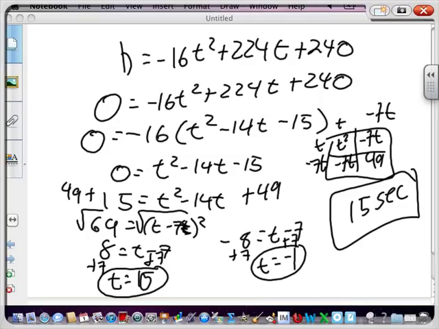It takes 15 seconds. So they actually have to square root that. Okay. Because it is a perfect square. Everything else we've dealt with has not been perfect squares.